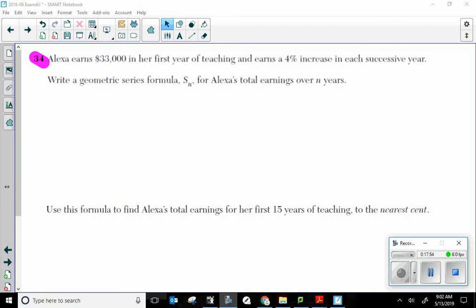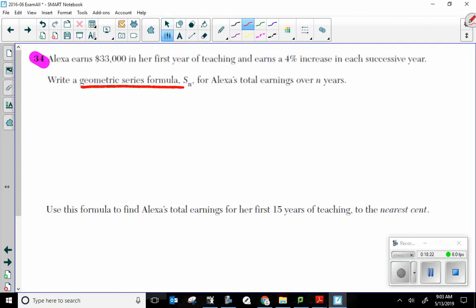All right, number 34. Alexa earns $33,000 her first year of teaching and earns a 4% increase in each successive year. Write a geometric series formula, S of n, for Alexa's total earnings over n years. And then it asks us the second part. Use this formula to find Alexa's total earnings for her first 15 years of teaching to the nearest cent.